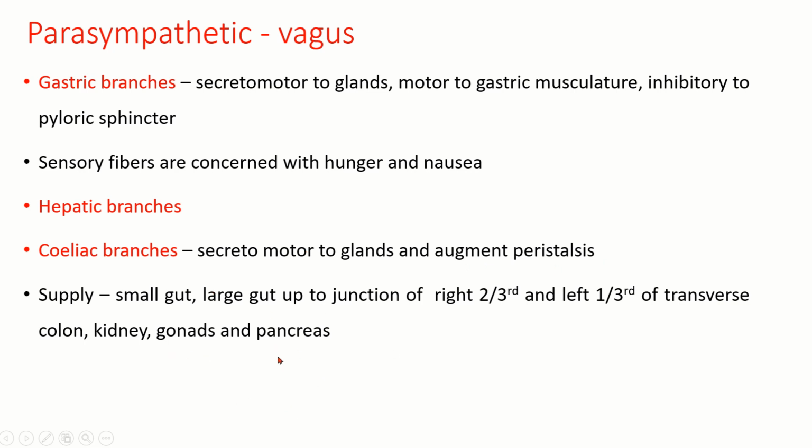So this parasympathetic supply will go up to right two-thirds and left one-third of the transverse colon, kidney, gonads, and pancreas. This vagus is having parasympathetic innervation up to this point, that is right two-thirds and left one-third of the transverse colon.